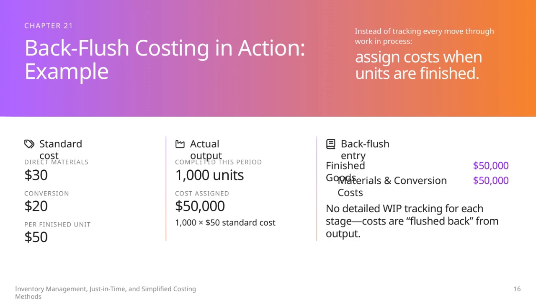Here, we use a standard cost approach, where direct materials cost $30 per unit and conversion costs are $20 per unit, making a total of $50 per finished unit. For example, if 1,000 units are completed in a period, the total cost assigned is $50,000, which is calculated by multiplying 1,000 units by the $50 standard cost. The backflush entry records $50,000 to finished goods and credits materials and conversion costs for the same amount.